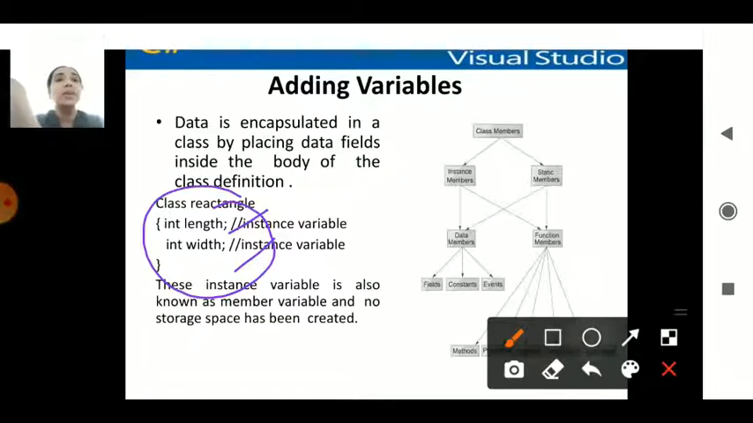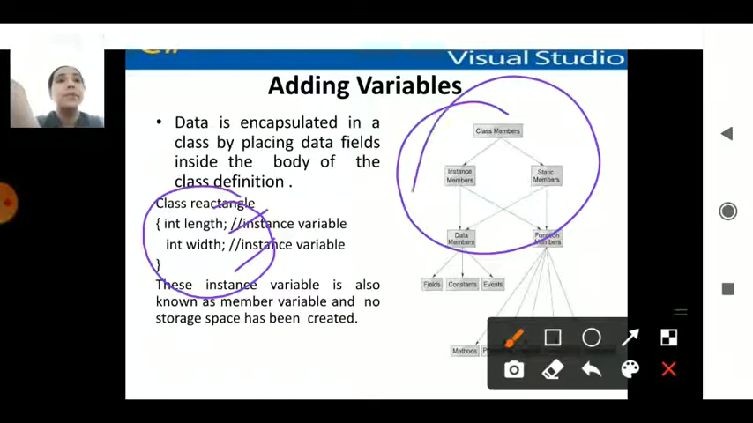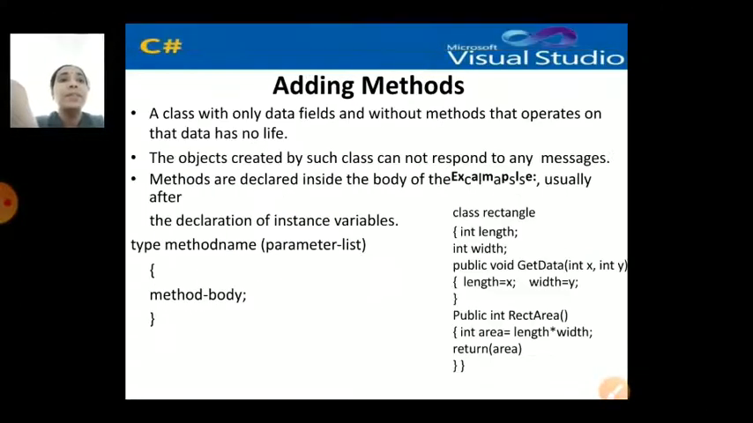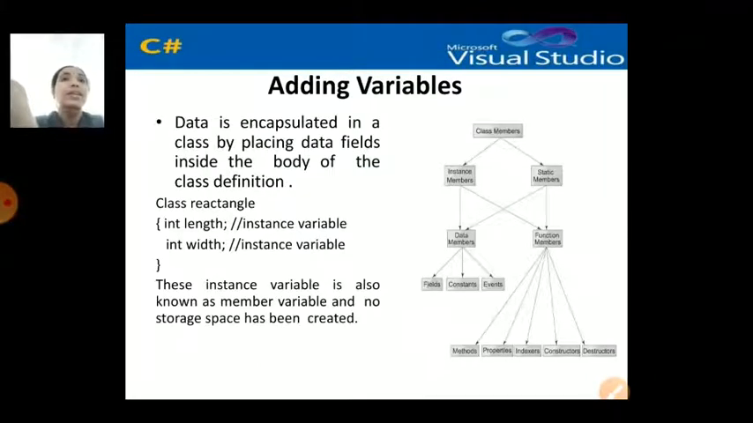You can check out how things are declared here. The class members include instance members and static members. In instance members you have the data members, the fields, constants, and events, and in the static you may have these also, fields, constants, events, and even the function members. The function members may have the methods, the properties, the indexers, the constructors and the destructors, which we will be learning in a future session.